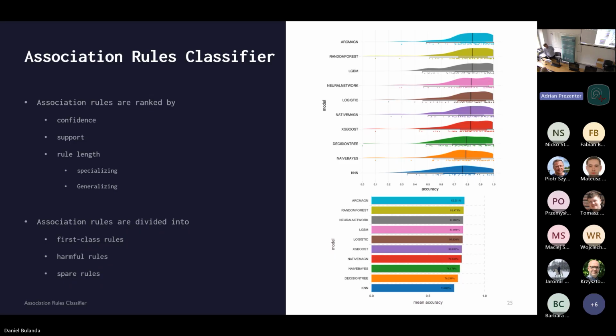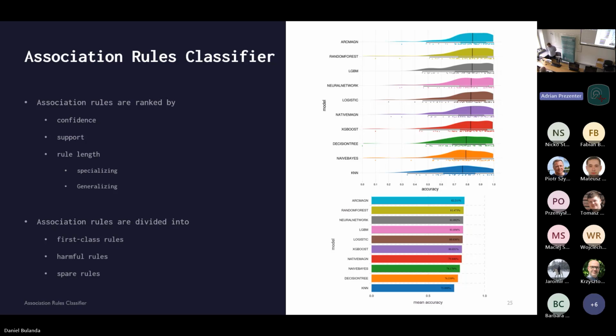And here we can see the results of this classifier. This is a very good classifier, to be honest. We compared it to probably the most popular classifiers out there. Data scientists and machine learning engineers usually use XGBoost, random forest, or simpler classifiers like logistic regression. And of course, neural networks are very popular nowadays. And we compared to them.